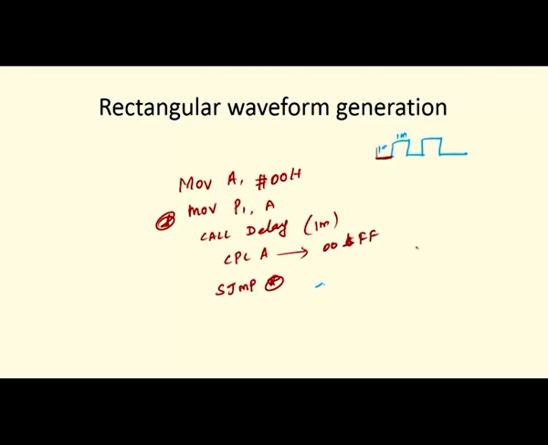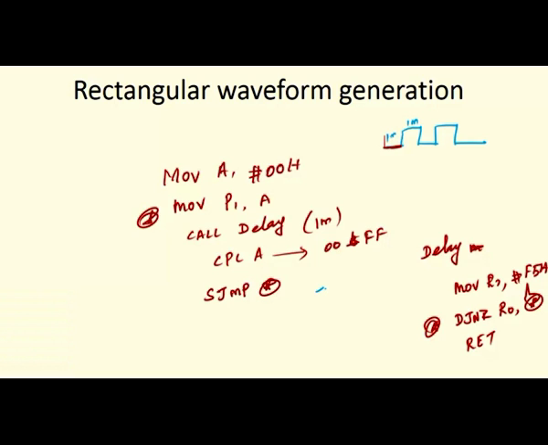So, here the delay program is simply: move R0 comma F5, already we have discussed. Then decrement and jump not equal to 0 of R0, then return. So, this way you can write it. This is the program for generating a 1 millisecond delay.